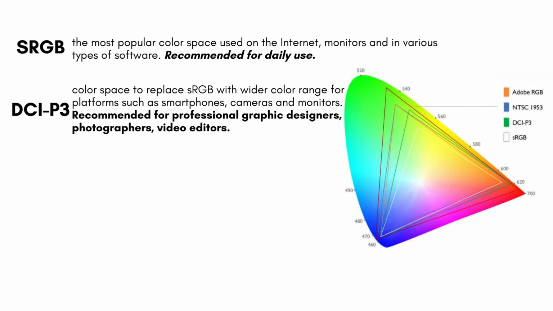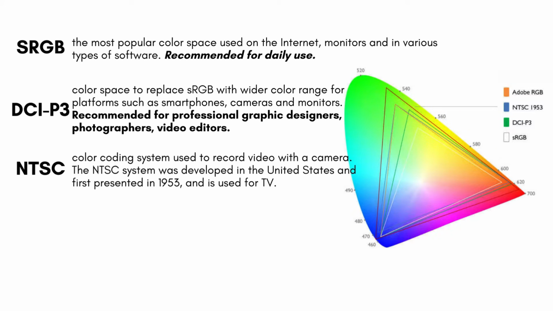DCI-P3 is the color space to replace sRGB, with a wider color range for platforms such as smartphones, cameras and monitors. It's recommended for professional graphic designers, photographers, video editors. NTSC is a color coding system used to record video with a camera. The NTSC system was developed in the United States and first presented in 1953, and it's used for television.